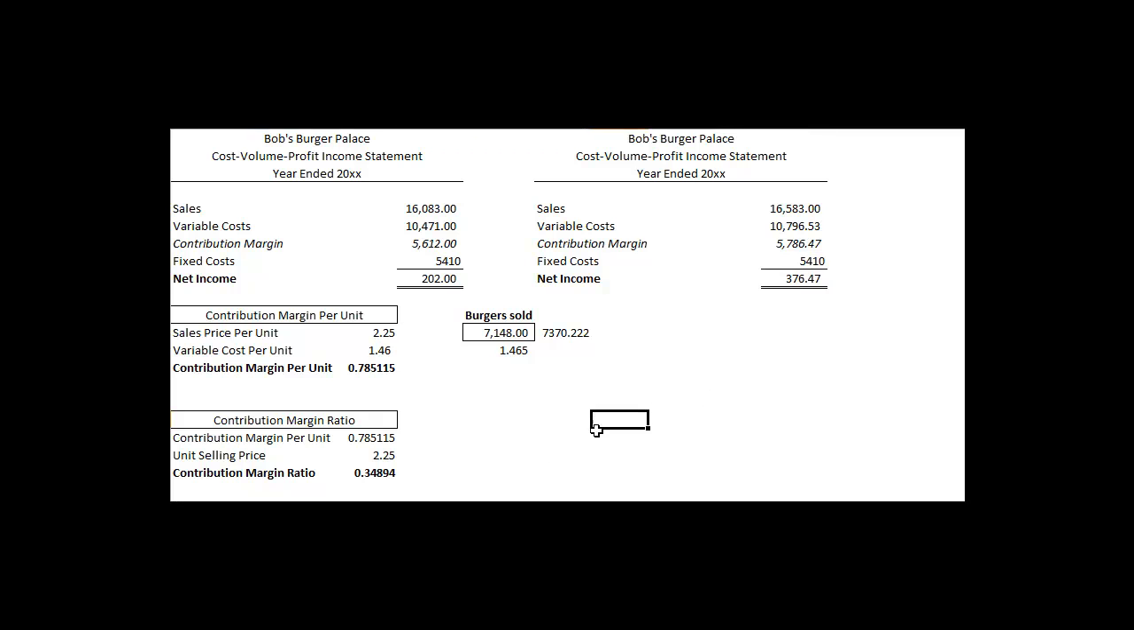$174.47. An easier way to figure this out, this is the long way, is to take the contribution margin ratio, multiply that by the increase in sales dollars of $500. Oh, and look at that, I get $174.47 if I round, which is the exact same difference up here. So that walks you through calculating contribution margin per unit, contribution margin ratio, and understanding how costs and profit behave if volume changes.